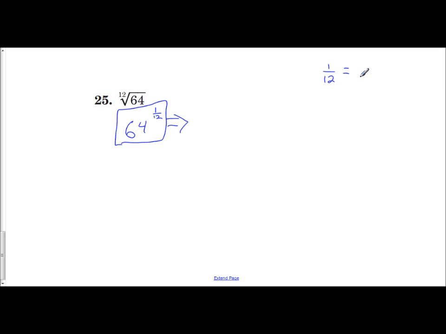Well, 1/12, I don't know. But what's nice about 64 is I know 64 is a perfect square. It has a square root, which means it has a 1/2 power. So what 1/2 times what is 1/12? That would be 1/6. And so what I do is I split this apart. I'm going to do 64 to the 1/6 power, and then raise that to the 1/2 power. And 64 to the 1/6 power is 2. And so my final answer is 2 to the 1/2 power, which is also the square root of 2.